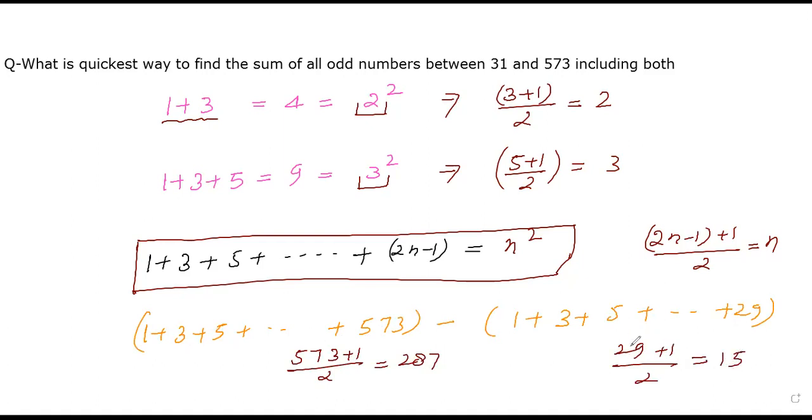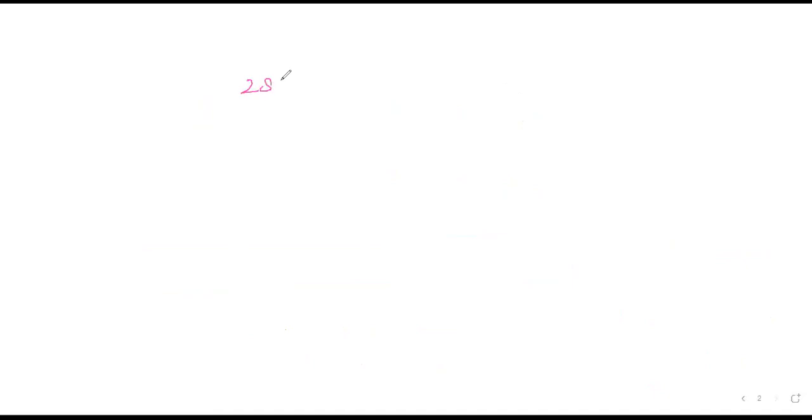So now the summation for this series will be 287 square minus 15 square. Now after using the formula of a square minus b square, you will get 302 into 272. After solving, you will get 82144.